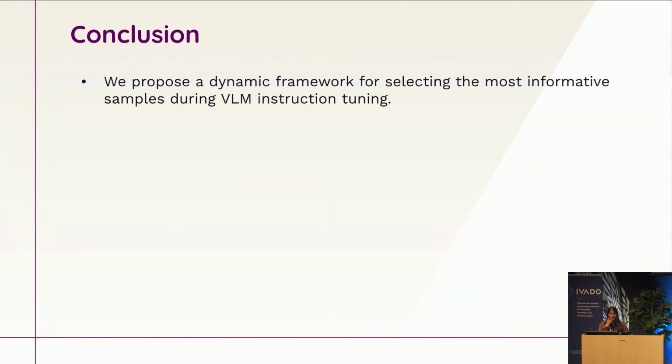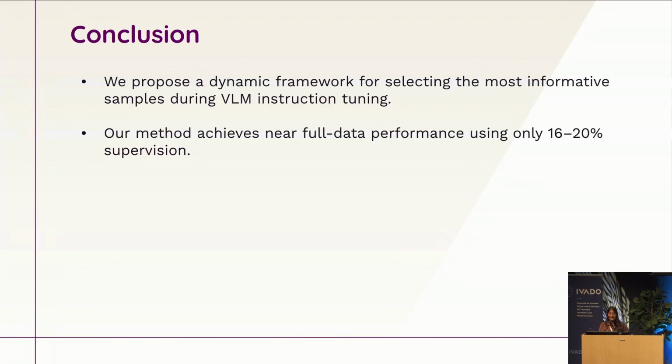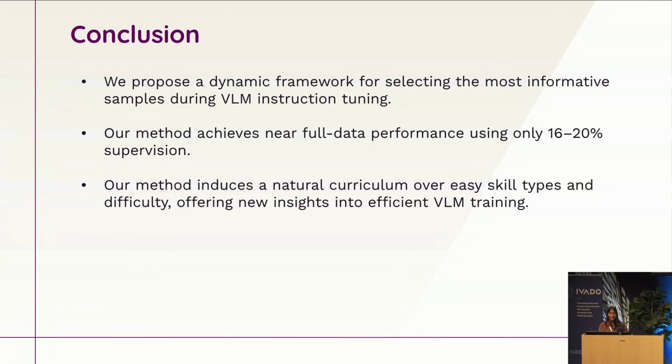So overall, in this case, we're proposing a dynamic framework for selecting the most informative samples during the instruction tuning stage. And as I said, our method achieves full data performance using only 20% of the samples. And it induces curriculum learning, which is a bit expected, as it will prioritize more difficult samples towards the end of the training. And again, you can check out the paper on arXiv here.